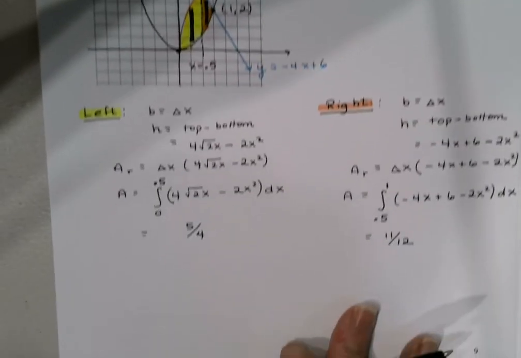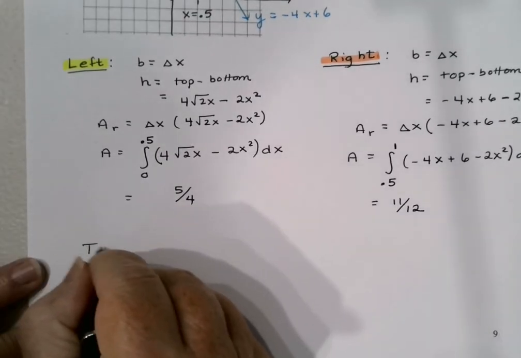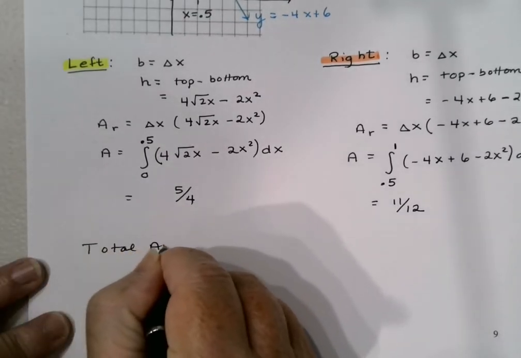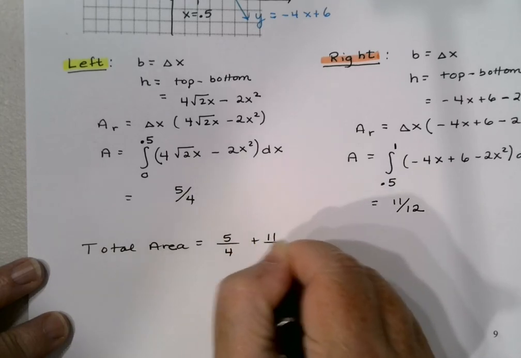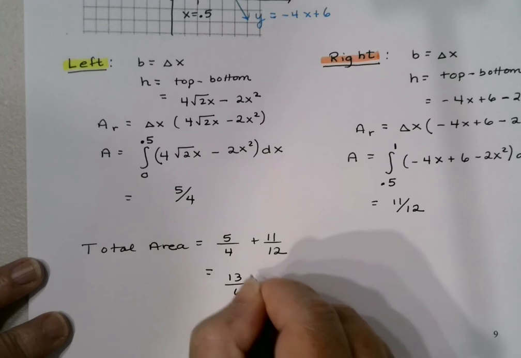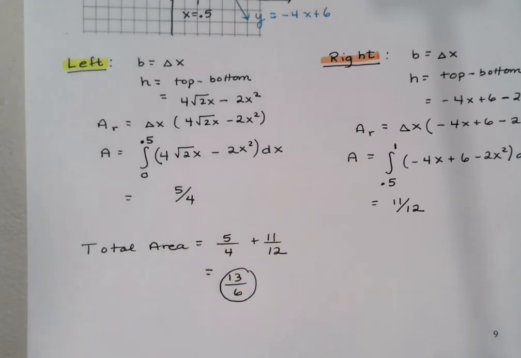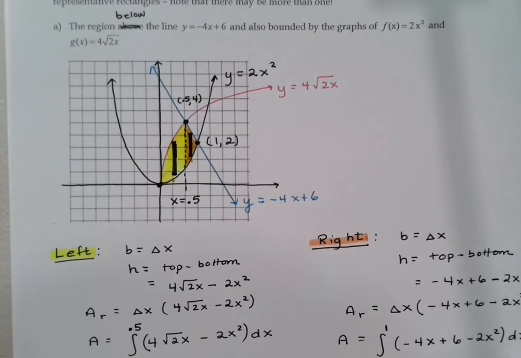Okay, the final answer then, the area of the entire region is just going to be the sum of these two. And that comes out to 13/6 if you add it either by hand or on a calculator. All right, so there's one example. This was just a region that didn't work with one integral. No matter what I did, I couldn't get either horizontal or vertical rectangles to work consistently through the whole region.